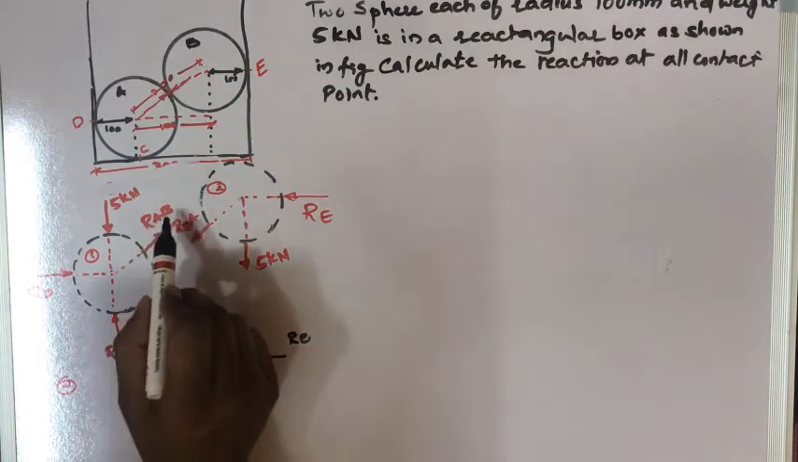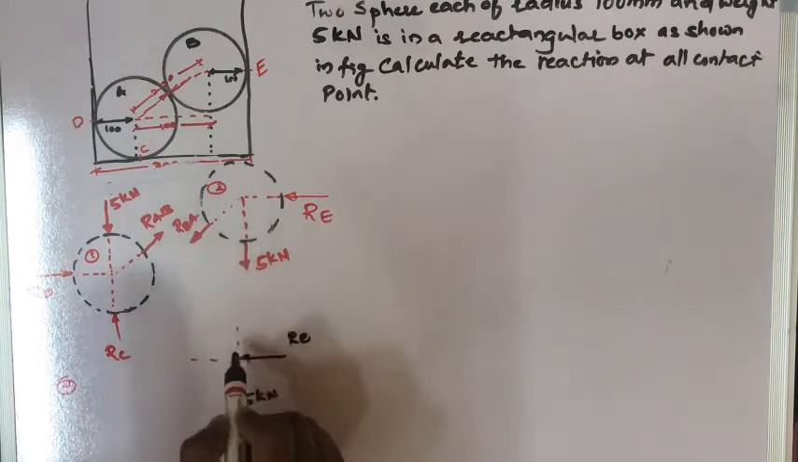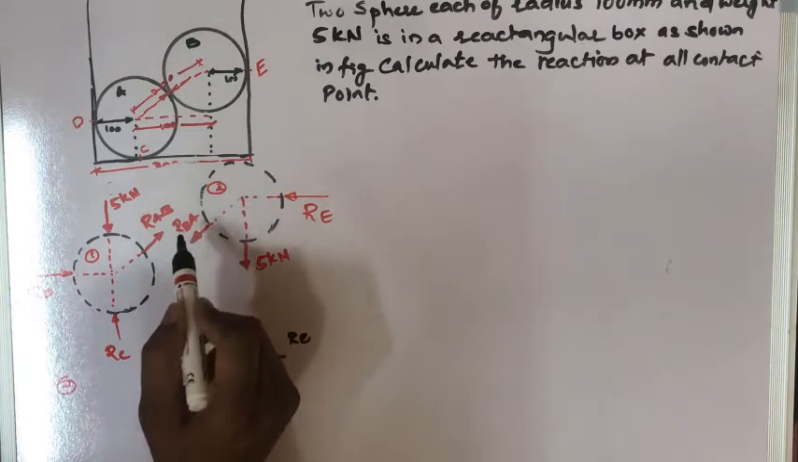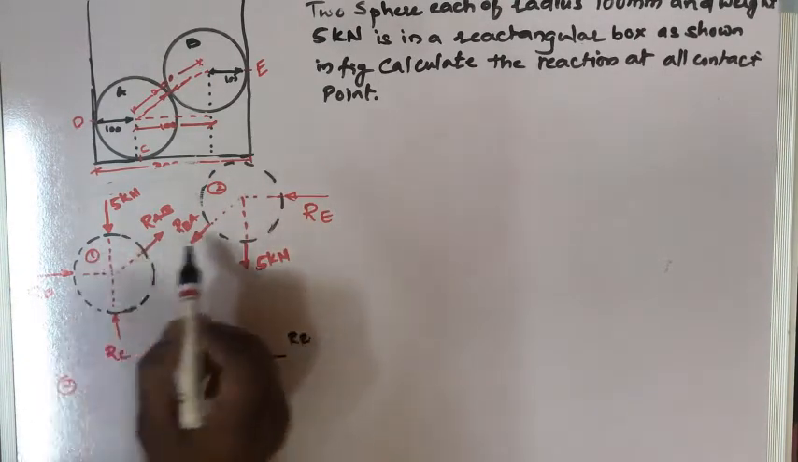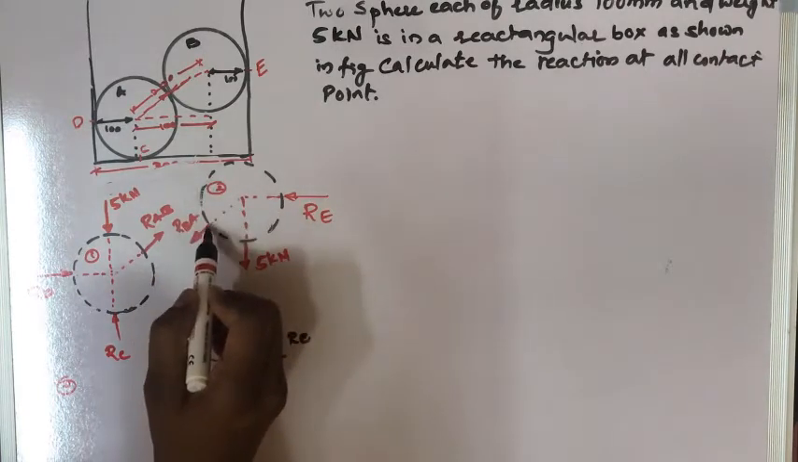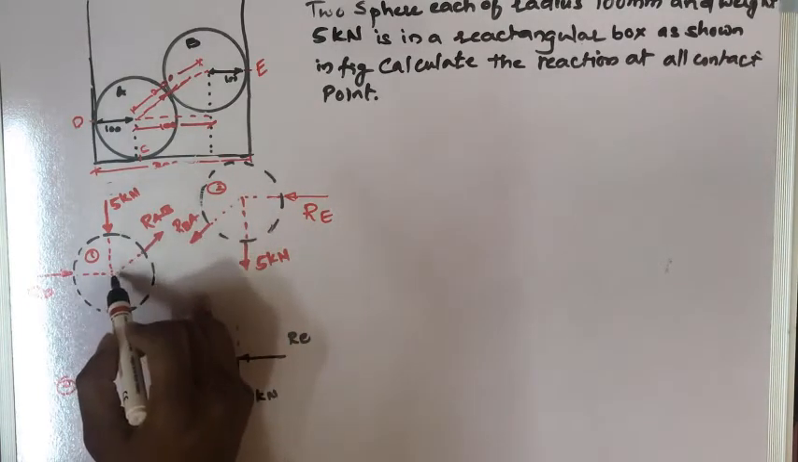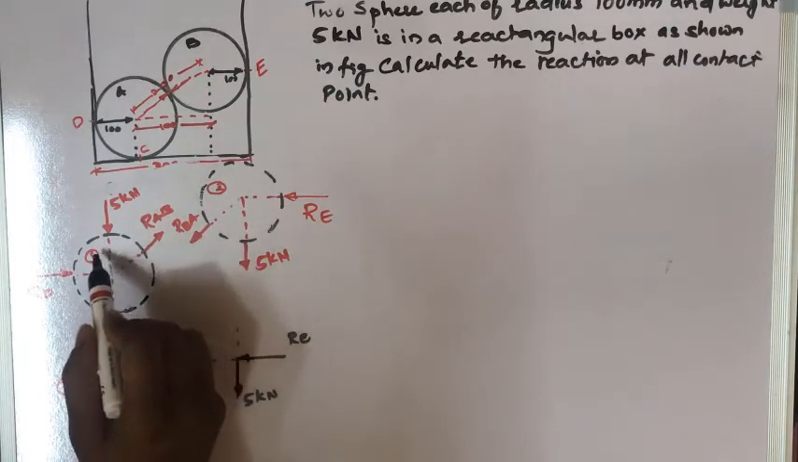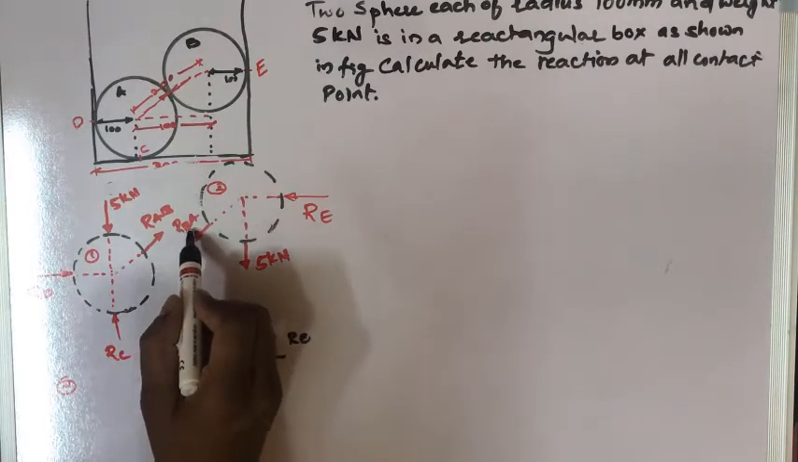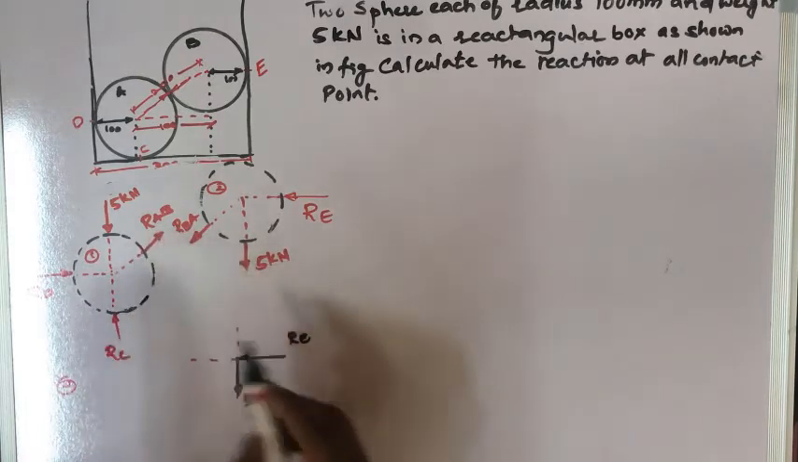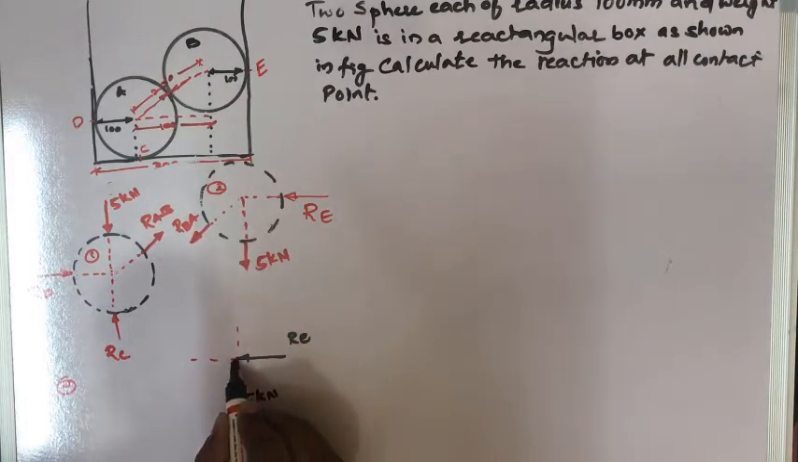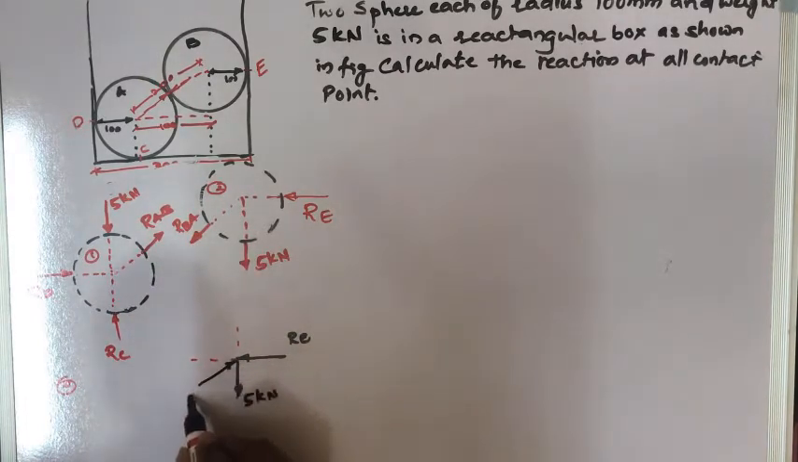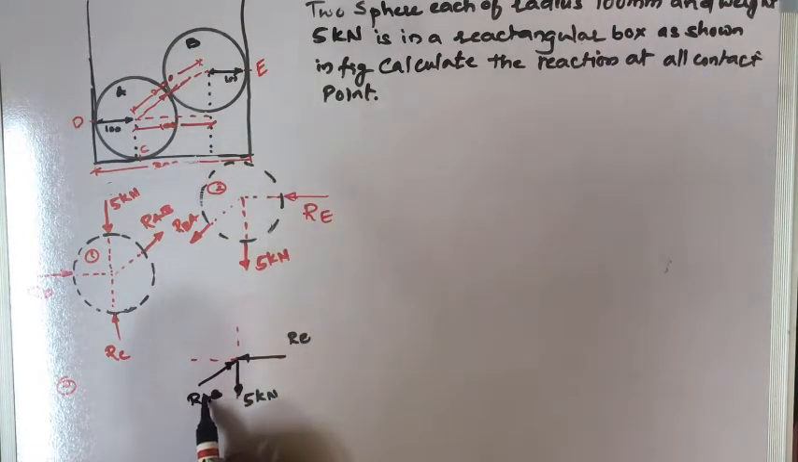Then there's a reaction RAB. We cannot consider this in the second sphere. This reaction will act on this support, because this sphere will produce a reaction to this sphere. So when you are taking the joint diagram for sphere 1, RBA will be used, whereas here RAB will be used. So RAB: the sphere A produces a reaction on sphere B.